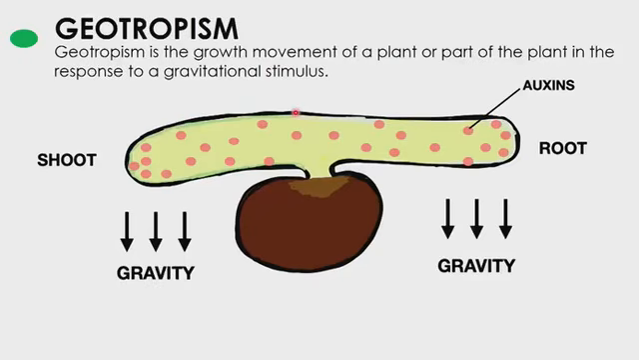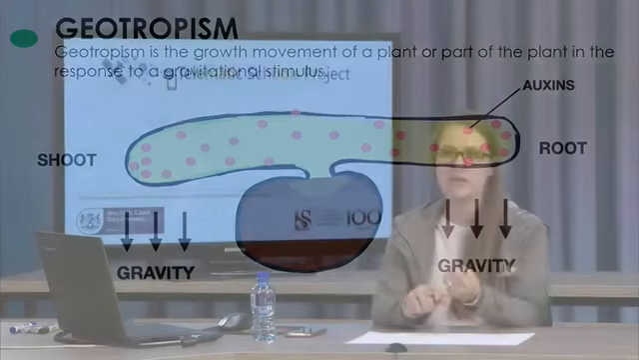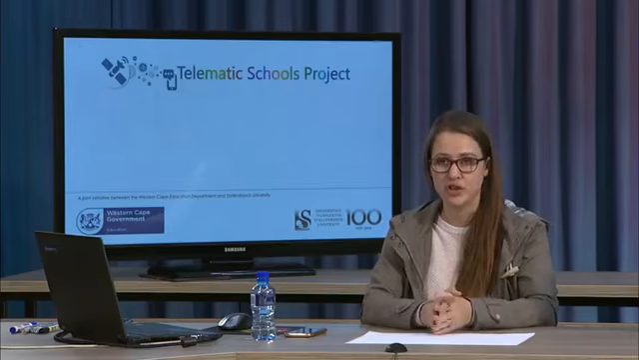Right, so here we are now on our third concept. So we've done apical dominance, we have done phototropism, and then we get to the one on geotropism. So the word geo should give you an indication as to what this response is from. So we are working with gravity. It's the growth response towards gravity or away from gravity, depending on if it's the root or the shoot.